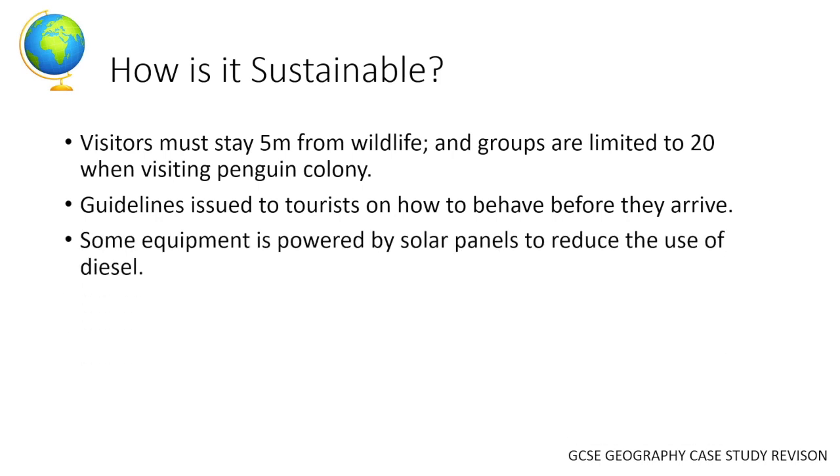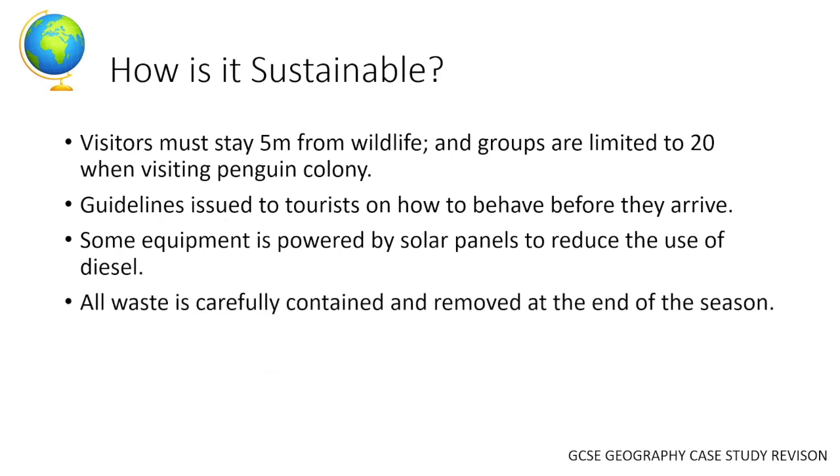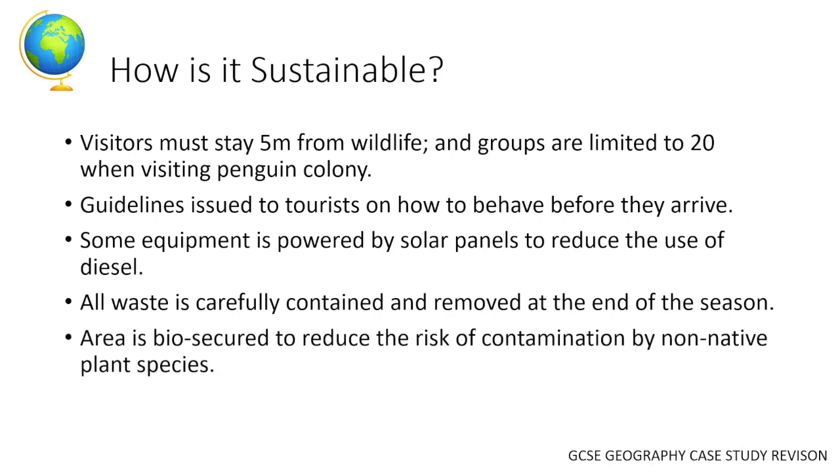Some of the equipment at Union Glacier is powered by solar panels. That provides electricity and means that they don't have to use diesel fuel, which is quite polluting. Any waste produced isn't dumped or buried in the Antarctic, but instead it's contained and then removed at the end of the season. So at the end of the season, the entire camp is packed up and moved away.